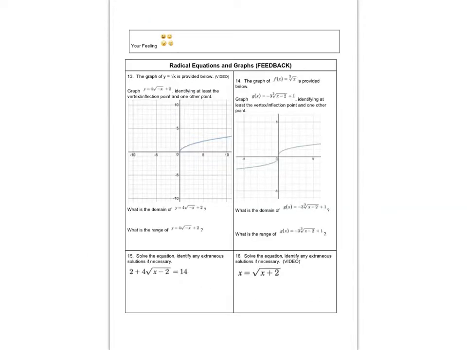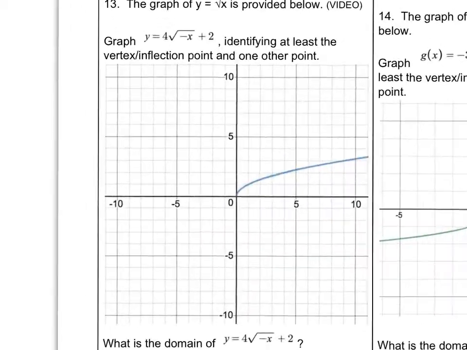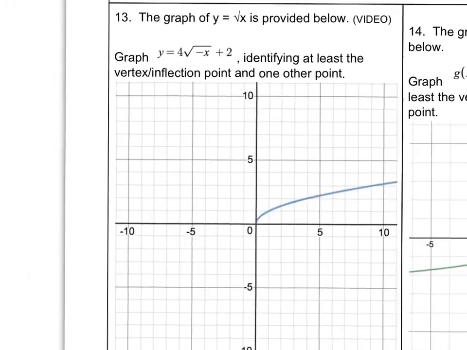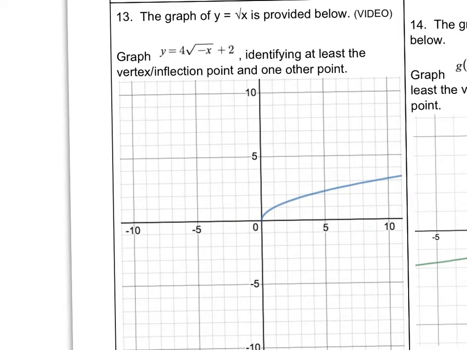All right, to the last page, and here we've got radical equations and graphs. This is our new section. This is the feedback section for this. The first thing we've got to do is deal with some graphing stuff, and I did the video for the first one. So here we've got the equation of y equals the square root of x. That came out kind of funny looking, so I'm going to cover that. Radical, okay, that looks even worse, but that's fine.